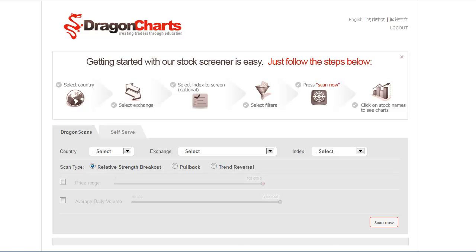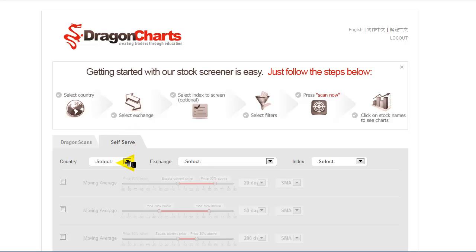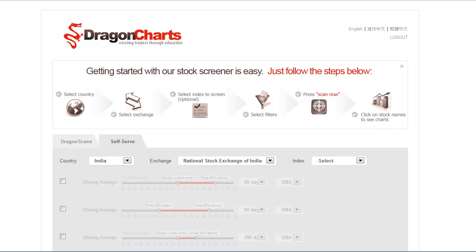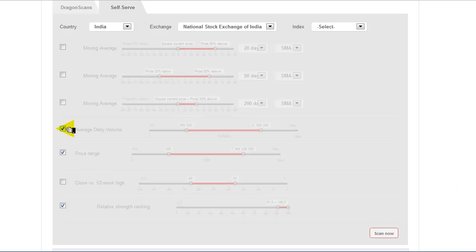Before looking for individual stocks, let's begin by taking a look at the Nifty Bs, traded on the National Stock Exchange, which is an ETF proxy of the benchmark Nifty Index. To do so, we go to the Self-Serve tab of the screener, and we select for the country India, and then we select for exchange, National Stock Exchange, and we leave all the other items unchecked. If anything's checked, we uncheck it. And then we hit the Scan Now button.